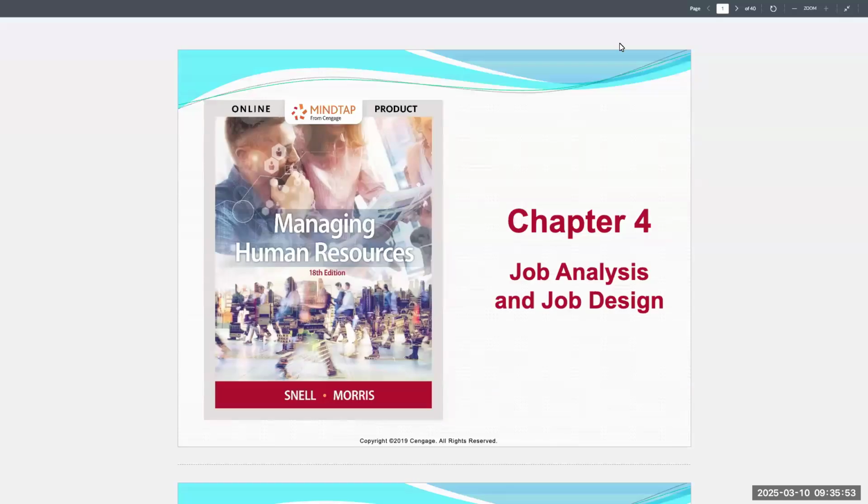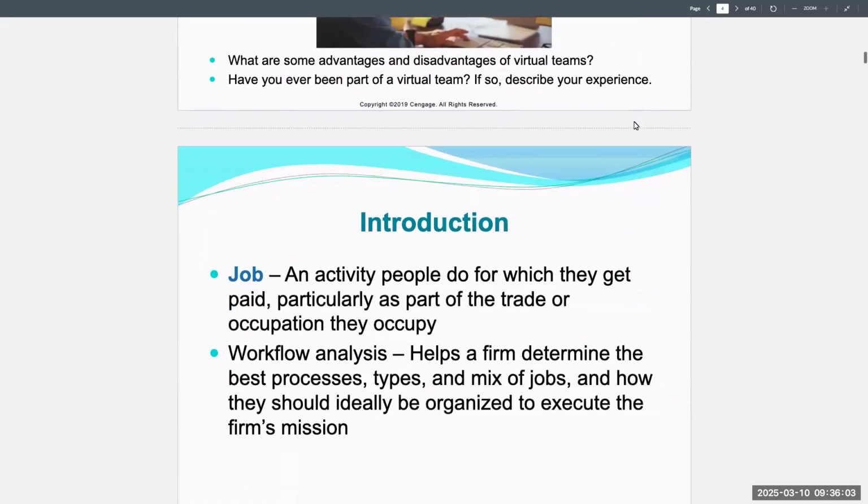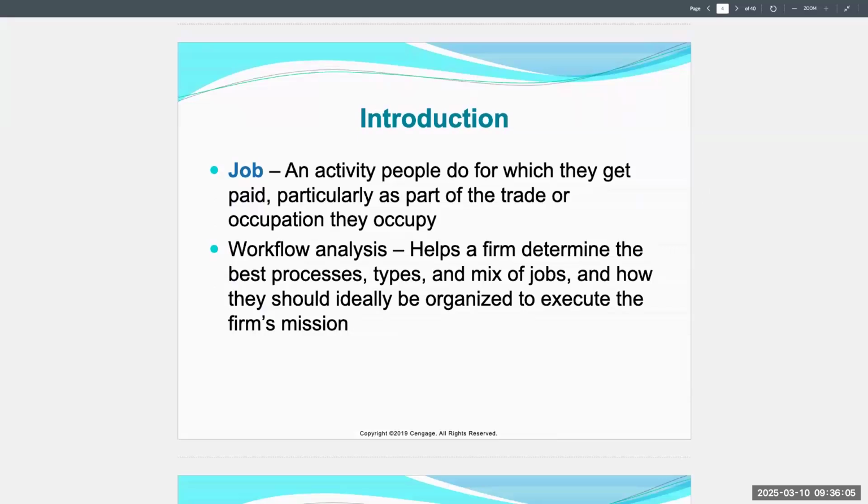What's up, everybody, and welcome to chapter 4. Today, we are going through job analysis and job design. And we're going to start off, this is our introduction.